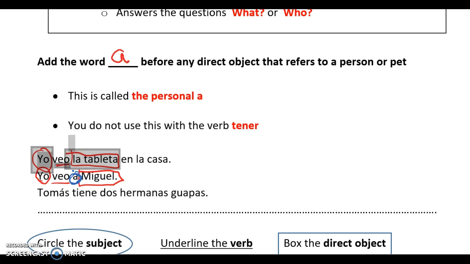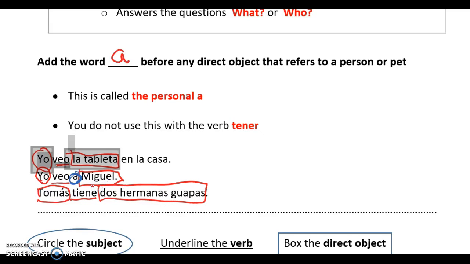It doesn't translate anything. You still say, I see Miguel, but it is a. How about this next one? There's my friend Tomas. Tomas is doing something. Tomas, what is he doing? He's having. Tiene. What does he have? Dos hermanas. All right? Dos hermanas guapas.